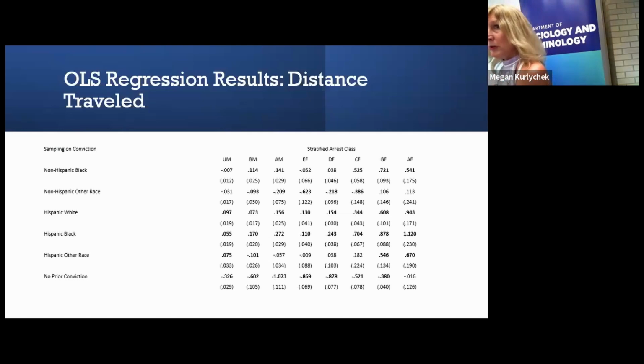So this is a simple OLS regression. So you can talk about these as, what's the best way to explain this? Compared to a white offender that was arrested for the same offense, did you get a plea bargain that was bigger, which would mean a small number, or do you come in at a grade higher?